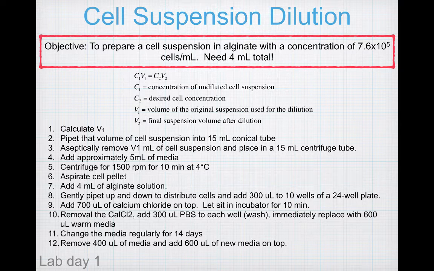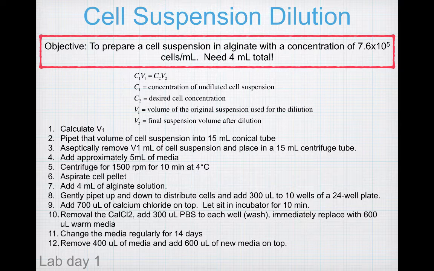But remember, this is 4 milliliters of alginate solution, not cell culture media, since you want to seed the cells in alginate. So you'll start by doing the calculations just like last time. Use C1V1 equals C2V2. And you're solving for V1 here, which is the volume of cell suspension you need for the dilution. Once you calculate it, remove V1 from the cell suspension and place it in the 15 milliliter conical tube.